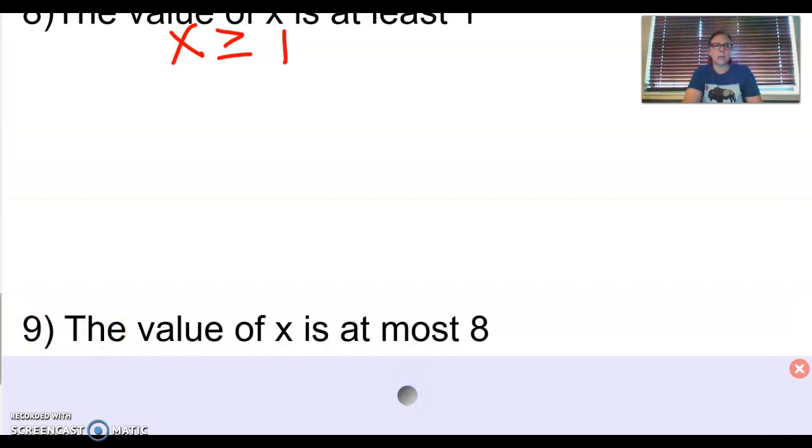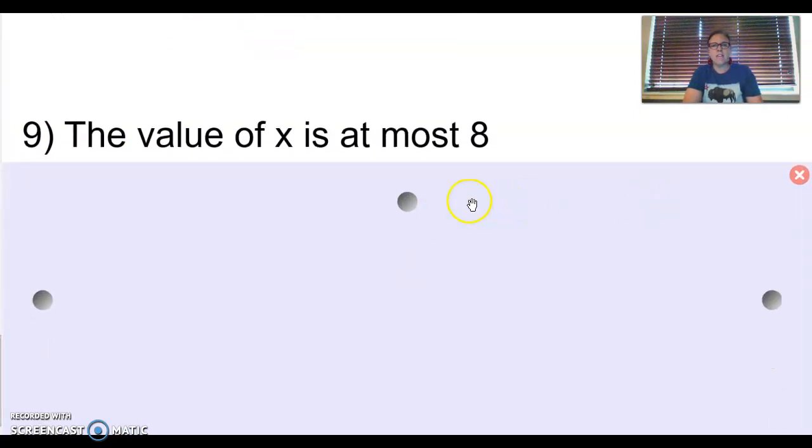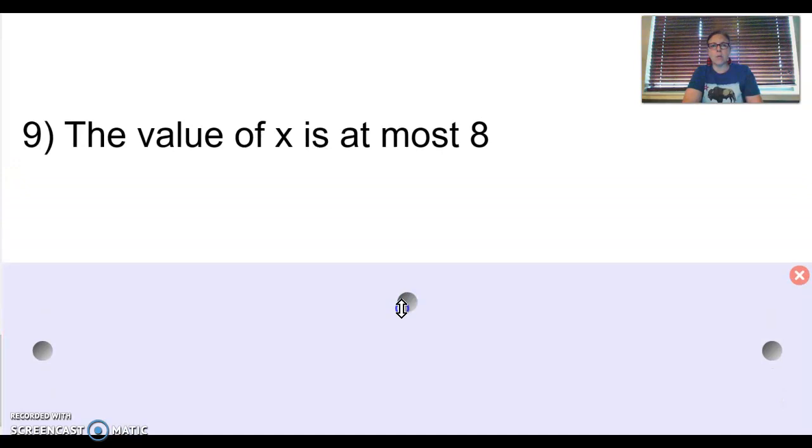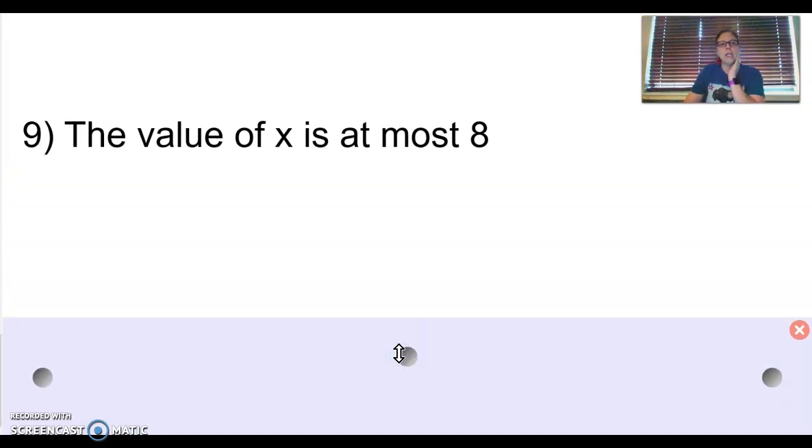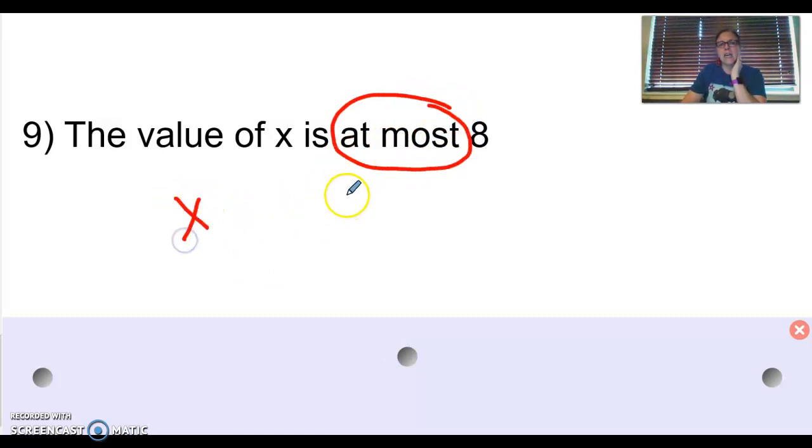Ooh, I left a lot of space for that one. The value of x, these are important ones. Okay, so make sure and write these down. The value of x is at most 8. So if this is x, if it's at most 8, that means it can't be more than 8. So it can't be 9. It could be 7, 6, 5. So x is at most 8. Okay, so it has to be less than or equal to 8.